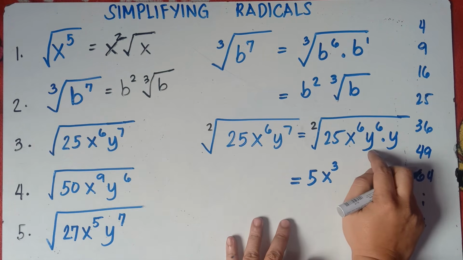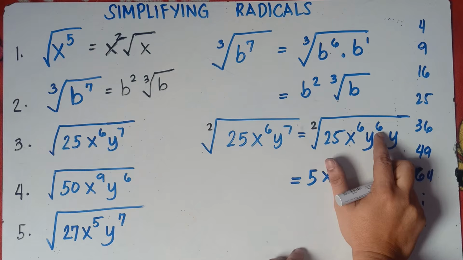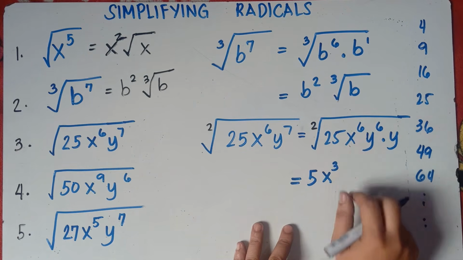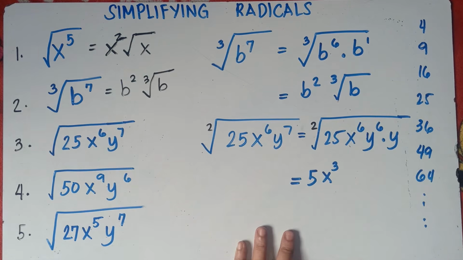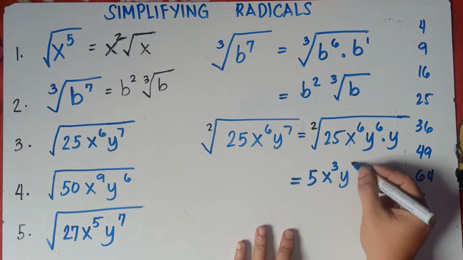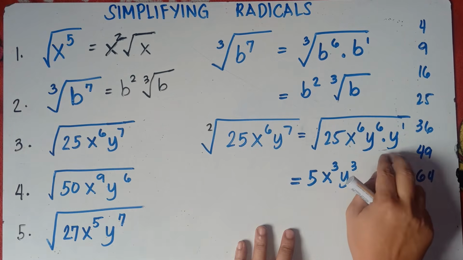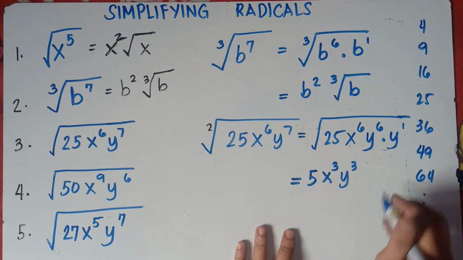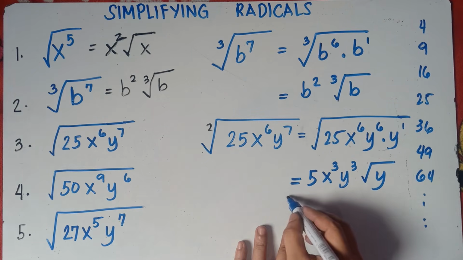For y, once again, find the highest exponent, class, that is divisible by 2. Highest exponent that is divisible by 2, that is 6. Because this is 7, so 6 plus 1, that is 7. So 6 divided by 2, that is 3. So y cubed. Then since we cannot divide 1 by 2, this y will remain inside the radical symbol. So that would be square root of y raised to the power of 1, or simply y.